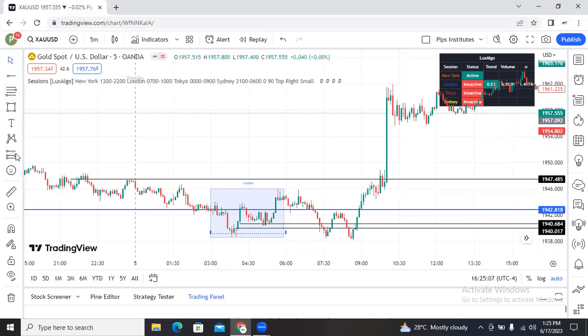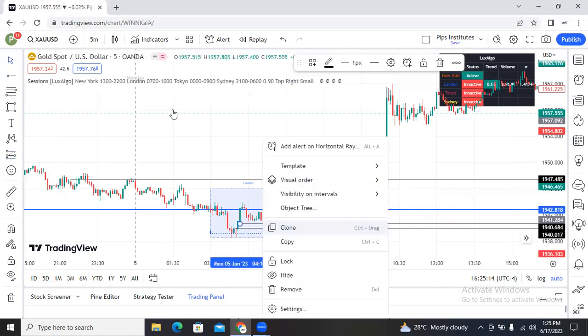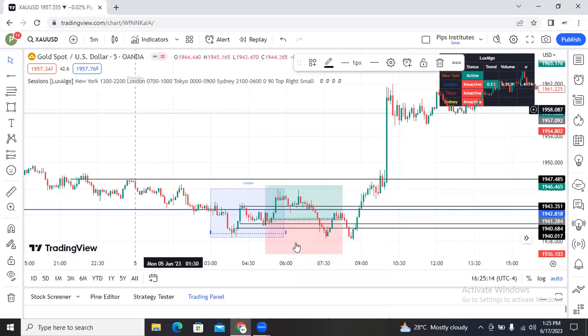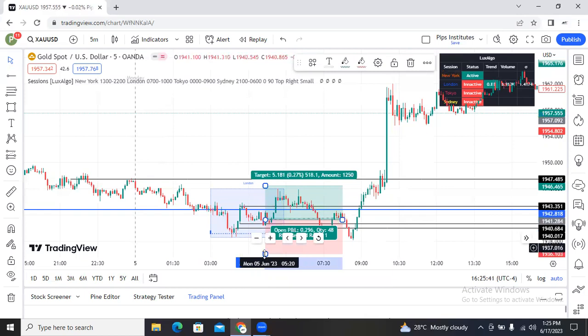Then if you come back and take our buy cursor, you see that it was a good trade. So the stop loss is just below the low of the day.